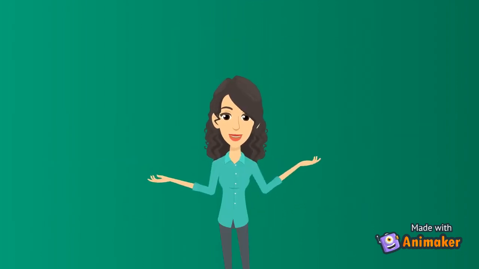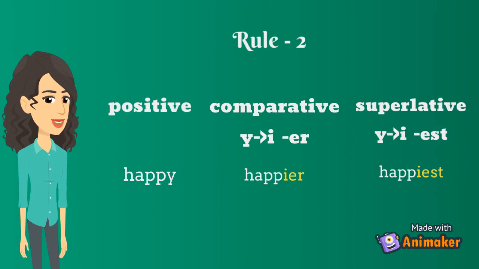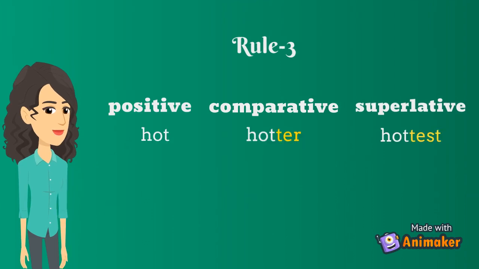Now let's see some spelling rules for degrees of comparison. When the positive degree ends in E, only R and ST are added to comparative and superlative degree. When the positive degree ends in Y, preceded by a consonant, the Y is changed into I, before adding ER and EST. When the positive degree is a word of one syllable, and ends in a single consonant, preceded by a short vowel, the consonant is doubled before adding ER and EST.